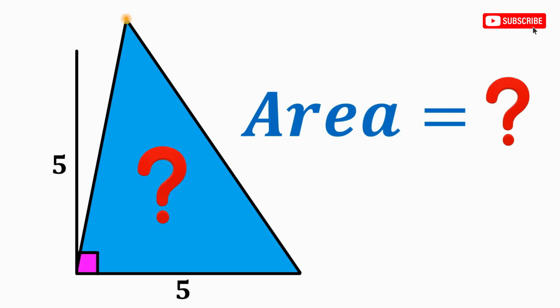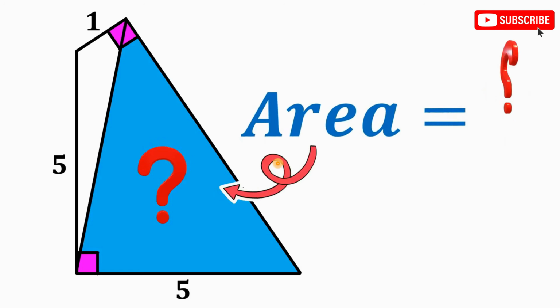And from this vertex, let's create a segment that is connected to this segment 5 square units, and also perpendicular to this side, having a measurement of 1 unit. Now the question, what is the area of this blue triangle?